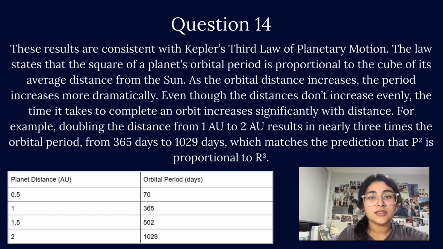As you can see, increasing the distance from the Sun leads to a much longer orbital period. For question 14a, these results clearly follow Kepler's third law. When the planet is twice as far from the Sun, it takes more than twice as long to complete one orbit. Even though the distances don't increase evenly, the time it takes to complete an orbit increases significantly with distance. For example, doubling the distance from 1 AU to 2 AU results in nearly 3 times the orbital period, from 365 days to 1029 days, which matches the prediction that P squared is proportional to r cubed.